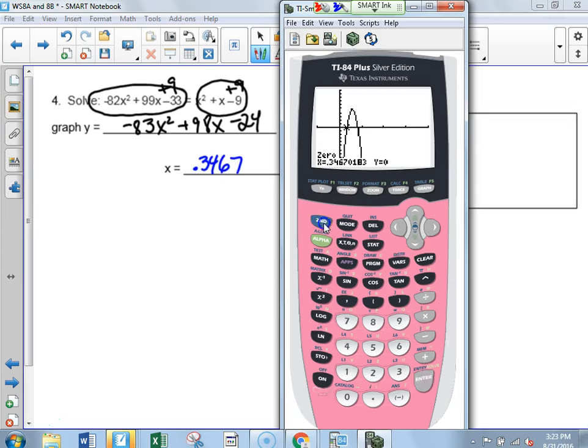The other way will work. When it says graph y equals, and we did the other way, you would have to have two y equals. Yeah, the directions said for this section to use the zero method. Yeah, I just didn't follow the directions.